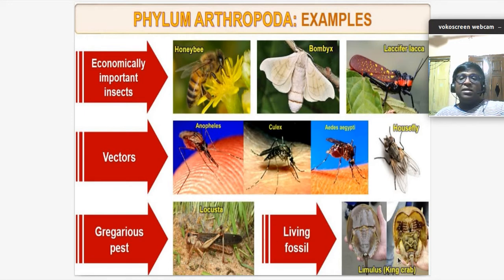So this Limulus or king crab is considered to be a living fossil because they have existed from the time of dinosaurs to the present, they have survived. That is the reason we call this king crab a living fossil. Limulus or king crab is called a living fossil.